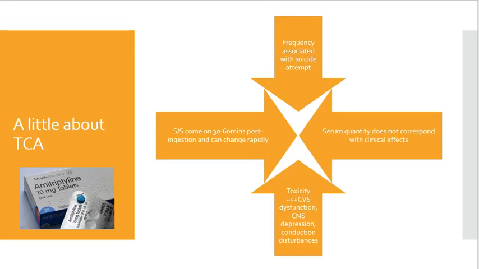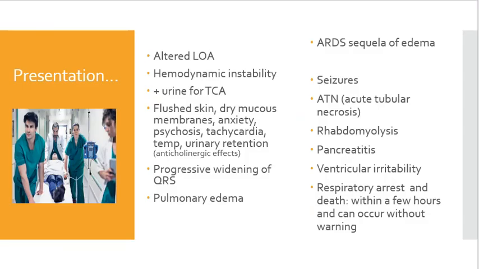The patient usually presents with an altered level of awareness, or LOC, and hemodynamic instability. If you do that urine test, they will likely have a positive urine for TCA. They can have flushed skin, dry mucous membranes, anxiety, psychosis, tachycardias, temperature alterations, and urinary retention. Like I had previously mentioned, they can have progressive widening of their QRS.